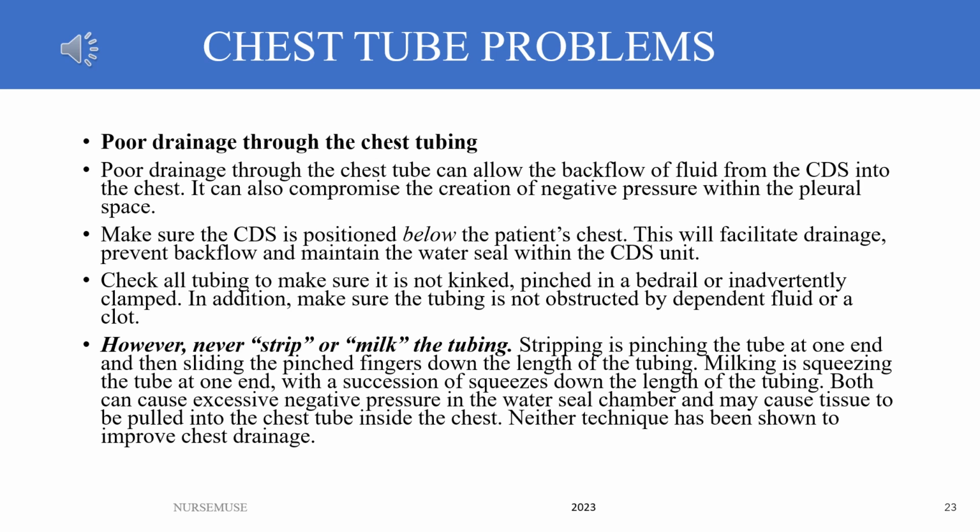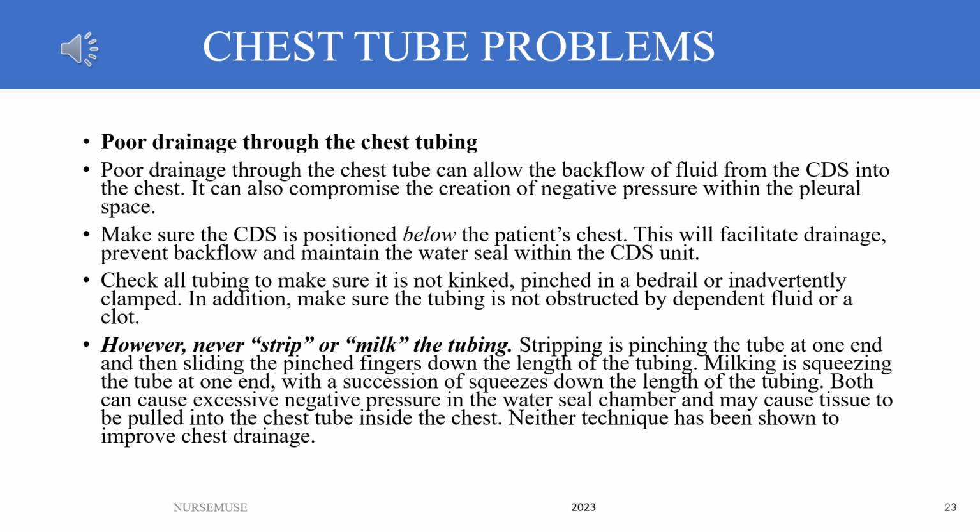We're going to make sure that the chest drainage system is positioned below the patient's chest. This is going to help with the drainage, it's going to prevent backflow, and our goal is to maintain the water seal within the chest tube drainage system. So you need to check all the tubing, make sure it is not kinked or pinched in a bed rail or inadvertently clamped. In addition, make sure that the tubing is not obstructed by dependent fluid or a clot.